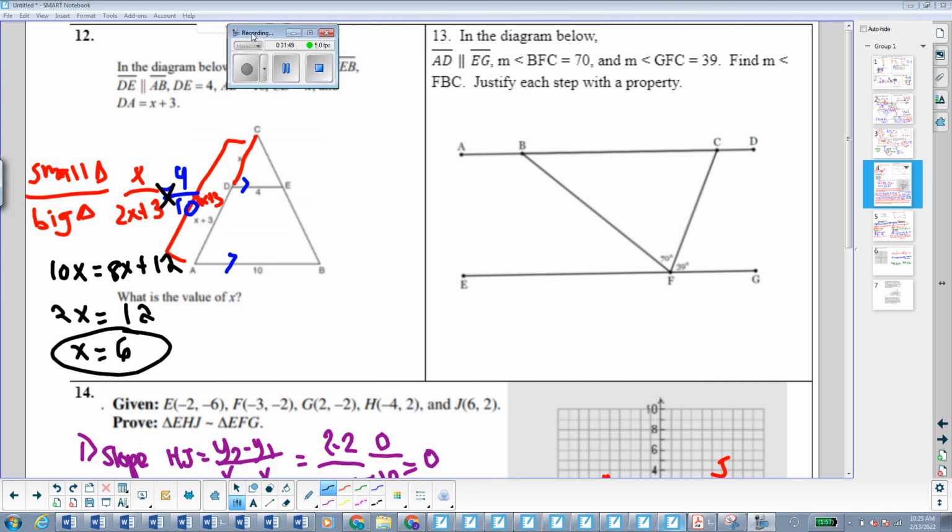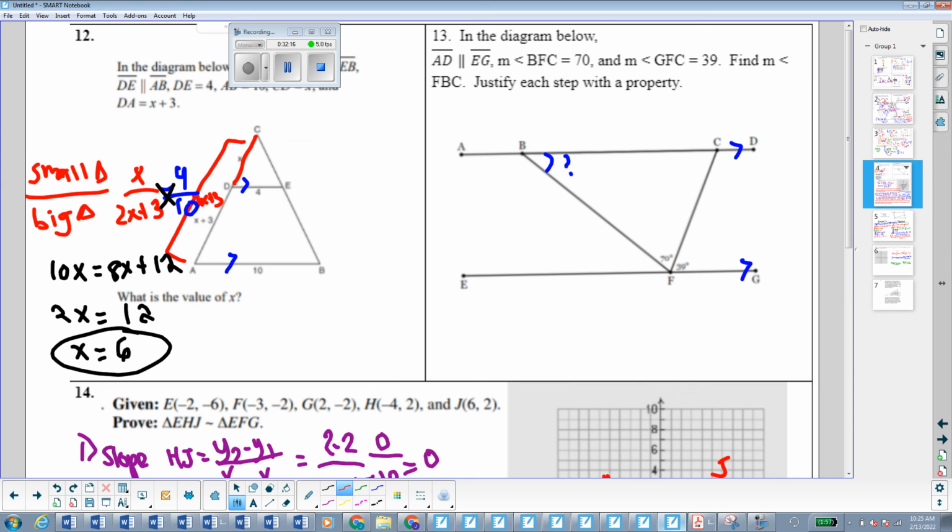Okay, for the next one, we are told that AD is parallel to EG, so let me just draw that in. We know that this angle here is 70, this one's 39, and we are looking for this angle over here. So I'm going to label it with a question mark. It also says to justify each step with the property, so we're going to think about how we are getting the answers that we're getting as we go along.